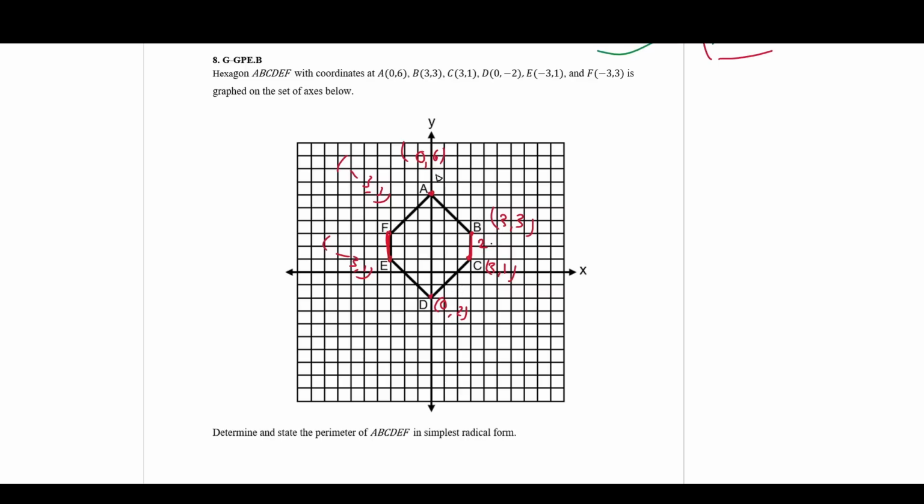So how do I find the distance of a diagonal? Well, I could just make a right triangle and solve for the hypotenuse. Look at it this way, right? If I want to find the distance between A and B, well, that's 1, 2, 3.